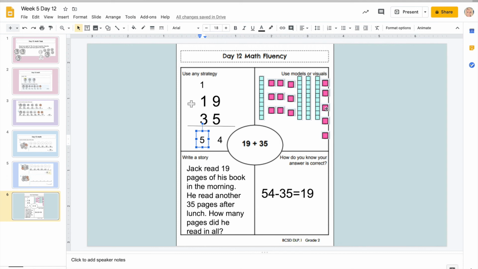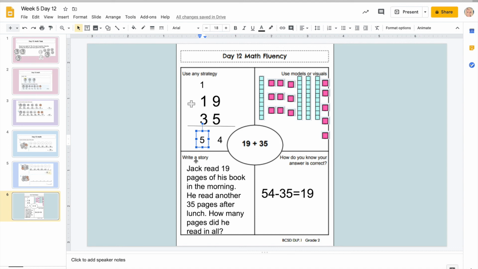So these numbers represent the equation. Just know that if we traded out 10 of these ones for a 10 bar, we would have 5 10 bars and we would have 4 ones left. But this represents the equation. So either way is a great way of showing you're either representing the equation or you're representing the sum.